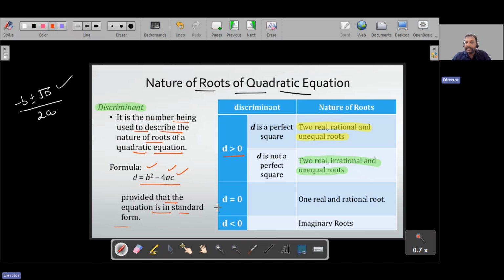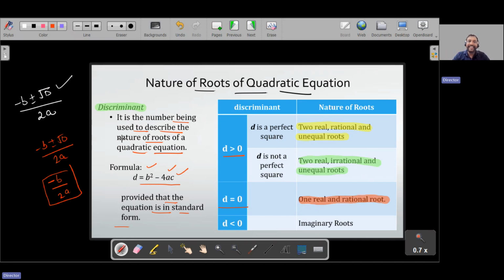If D is equal to 0, very simple, the roots will be minus b plus minus root of 0 upon 2a. Root of 0 is 0, so minus b upon 2a. So both my roots are minus b upon 2a. Now if D is equal to 0, we can simply say that there is one real and rational root, or both the roots are equal. Both the roots are the same.